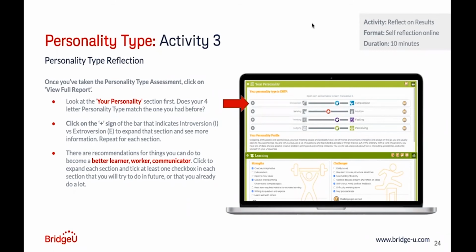Click on the plus sign on the left of the bar that indicates introversion versus extroversion to expand that section and see more information. Repeat this for each section. There are recommendations for things that you can do to become a better learner, worker, and communicator. Click on each of these and tick the checkbox in each section of the ones that you'll try and do in future or that you already do a lot.